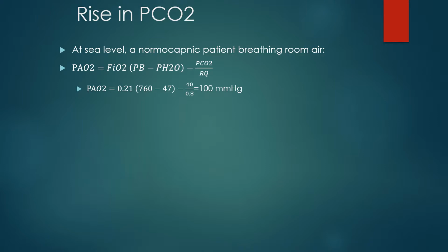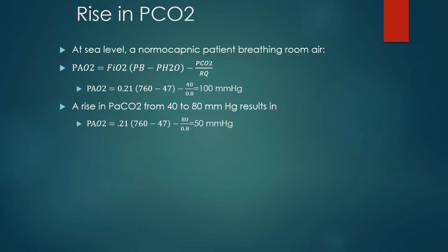And when you do the calculation, at sea level, somebody breathing room air with normal CO2, we can see arterial oxygen of 100 millimeters of mercury. Now, let's increase the CO2 from 40 to 80. So you do the same calculation, and instead of putting 40 for PCO2 over respiratory quotient, you put 80 in there. And you get 50 millimeters of mercury for your oxygen. This is hypoxemia. So what would be your SpO2 at this level?